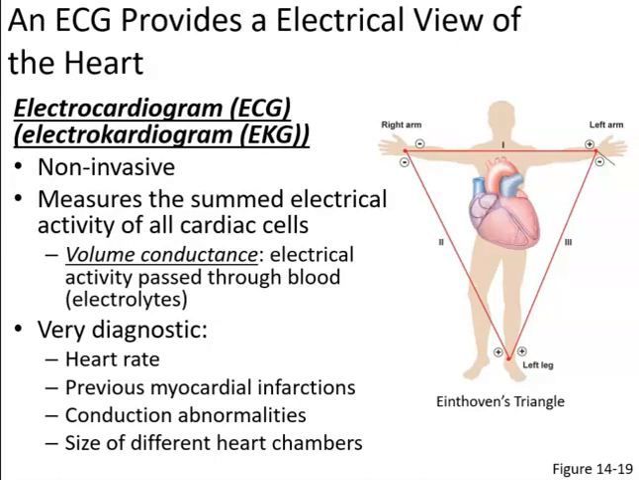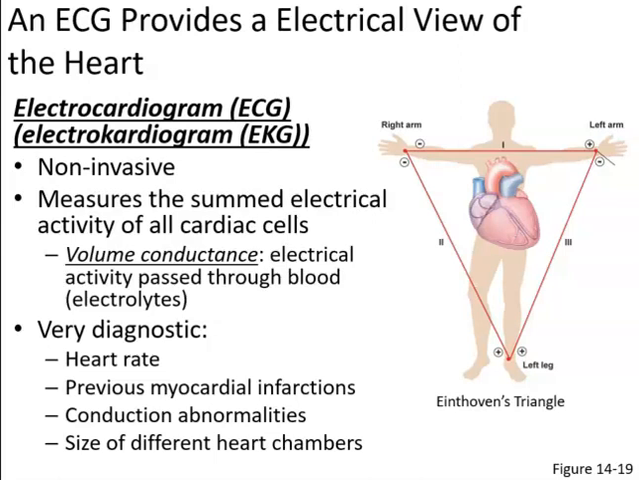Anyways, so electrocardiogram is a way to show a graphic representation of the electrical conductivity within the heart, or the electrical activity in the heart. It's non-invasive. It involves putting on a series of leads on the patient, on their chest, as well as on their limbs. So it measures the summed electrical activity of all cardiac cells and basically showing volume conductance. Volume conductance is the electrical activity passed through the blood via the electrolytes.